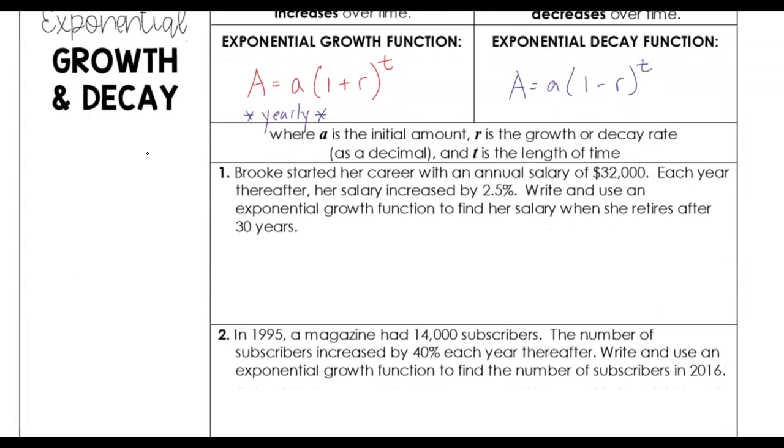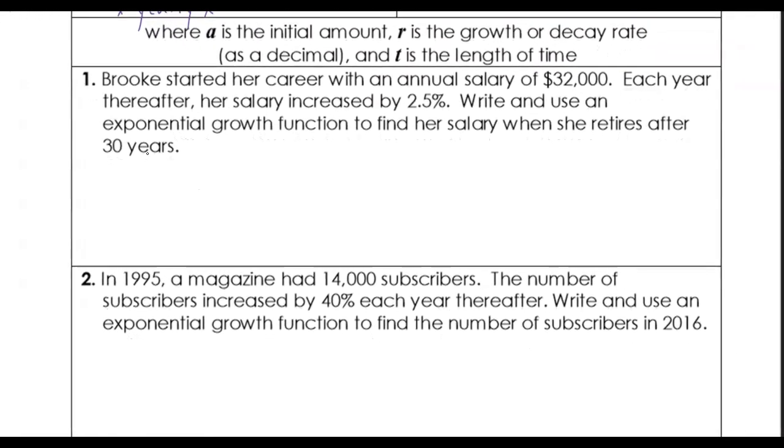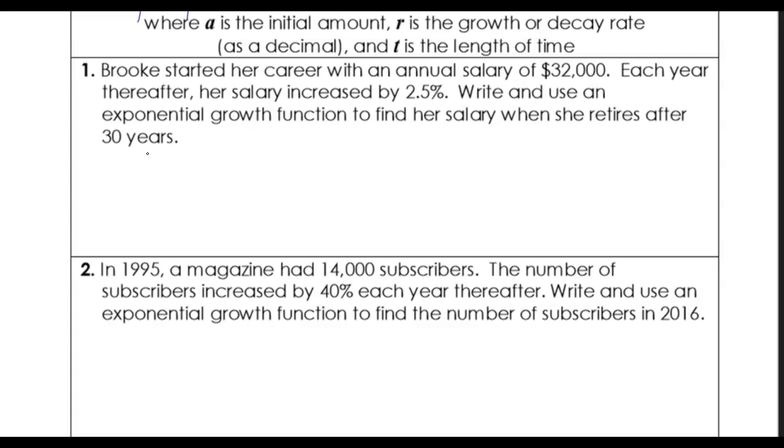Okay. So now this is very similar to what we did last class. So I'm not going to do all of these problems, but let's at least do, I think, the first and the last one. So here it says Brooke started her career with an annual salary of $32,000. Each year thereafter, her salary increased by 2.5%. Write and use an exponential growth function to find her salary when she retires after 30 years. So this wants us to do two things. It wants us to write the formula, the function, and it also wants to figure out what her salary will be after 30 years. So first let's write the formula.